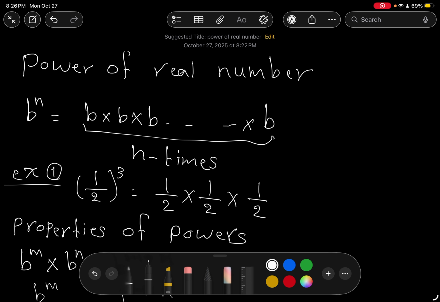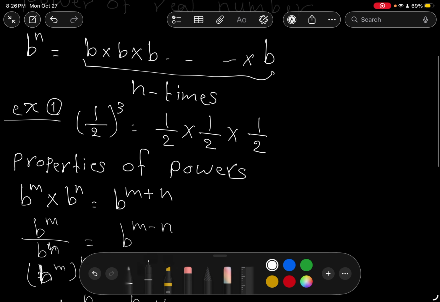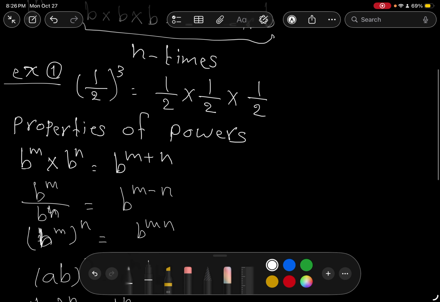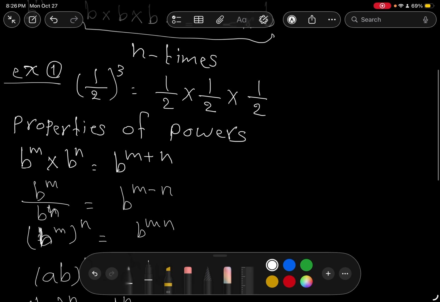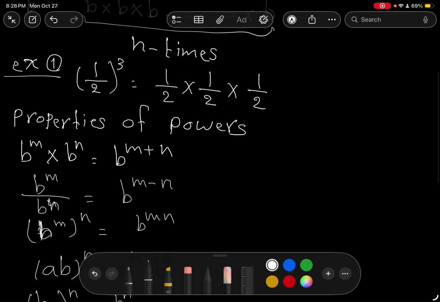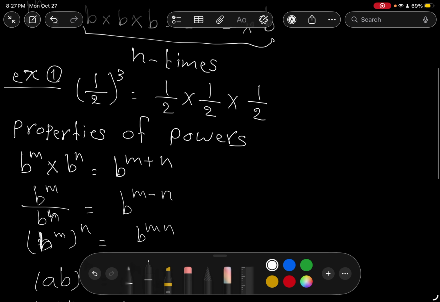First, I'm going to explain about powers of a real number. So b to the nth power equals b times b, etc. So n times we should multiply b. Example number 1: 1/2 to the third equals 1/2 times 1/2 times 1/2. We should multiply a half 3 times.